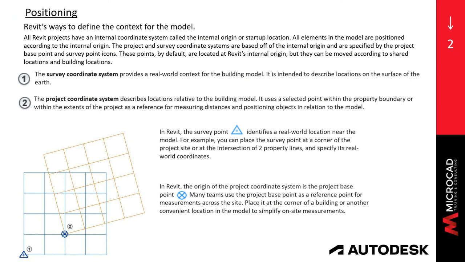So your survey coordinate system provides a real world context to your project. It will give you north, south, east, west coordinates so that you can locate your project properly in the world map, and it also has an elevation point. And the Revit origin point, this point number 2 here. This is the survey point, the triangle with the plus, and this is the project base point. So just to recap, there are 3 different points in Revit. Keep that in mind.